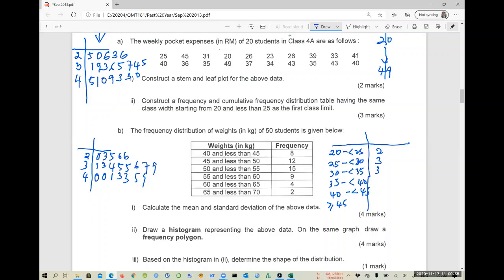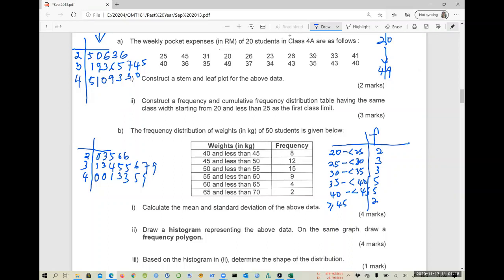So 1, 2, 3, 4, 5, so you have 5. 40 to 45, 0, 0, 1, 3, 3, you have 5. And then 2. So this will be your frequency. Based on this frequency, you will come up with the histogram and also the cumulative frequency.